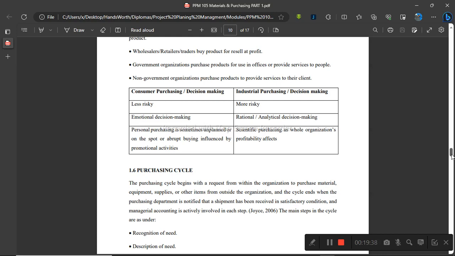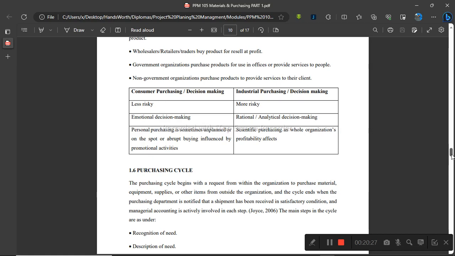However, when we are talking about purchases under an organization or a company, decisions are not made emotionally. Decisions should be analytical and rational. There should be some logic applied to it, a reason as to why we should make this purchase, so as to ensure that all our purchases are strategic and tactical. Okay, so that is the second major difference to distinguish a consumer or individual purchase from industrial purchasing.